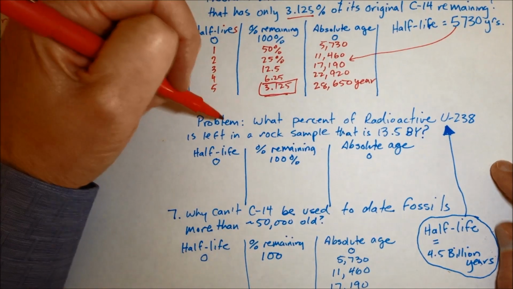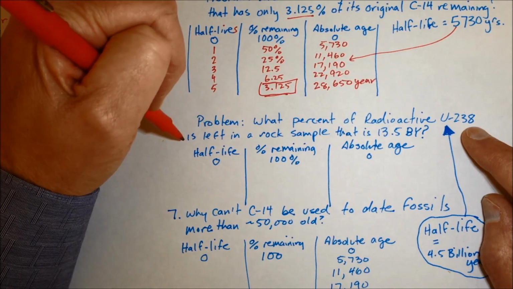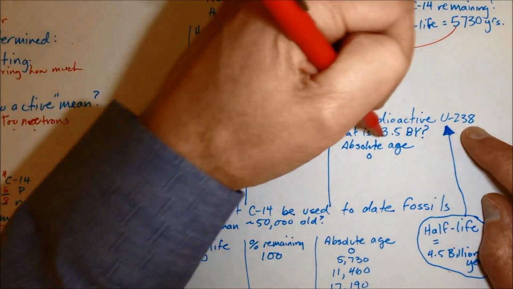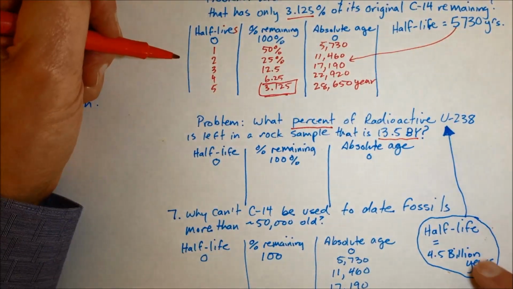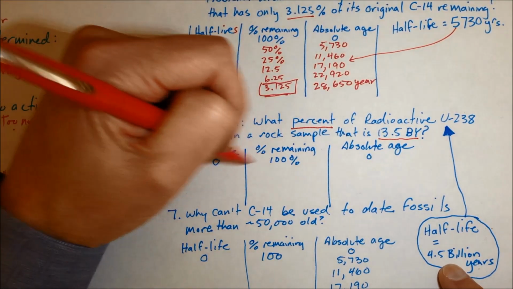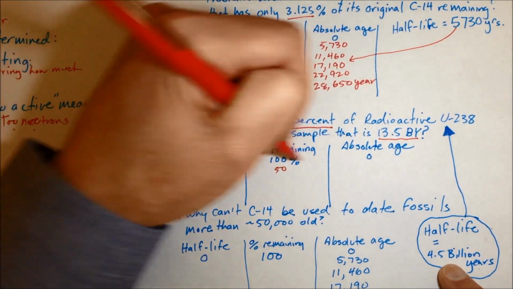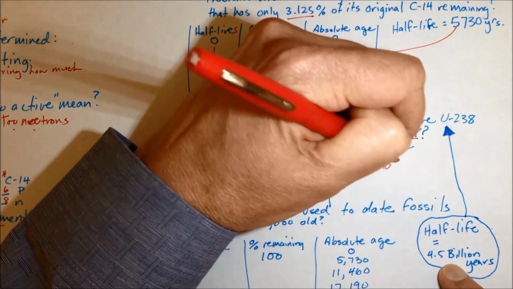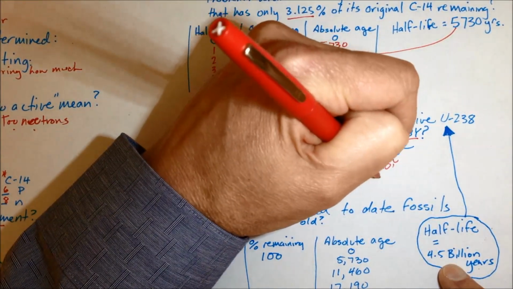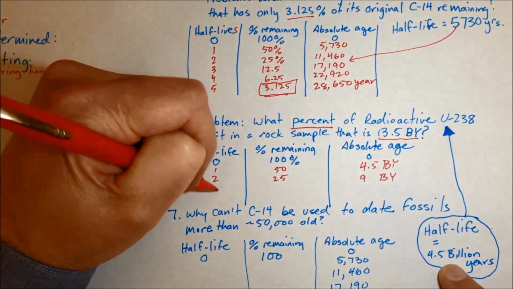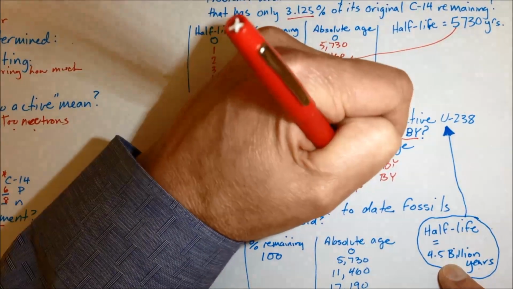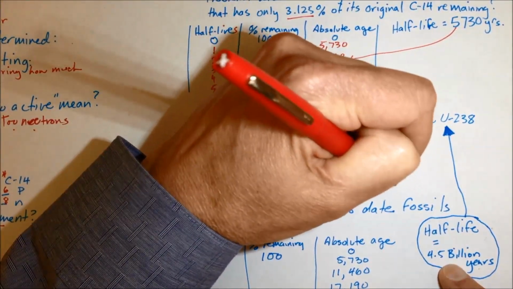Another example problem: what percent of radioactive uranium-238 is left in a rock in a sample that is 13.5 billion years old? The half-life for uranium-238 is 4.5 billion years. So after one half-life, I'd have 50% remaining, and it'd be 4.5 billion years old. After 2 half-lives, I'd have 25% remaining. That'd be 9 billion years old. After 3 half-lives, I'd have 12.5% remaining, and that gets us to the number in the problem, 13.5 billion years.